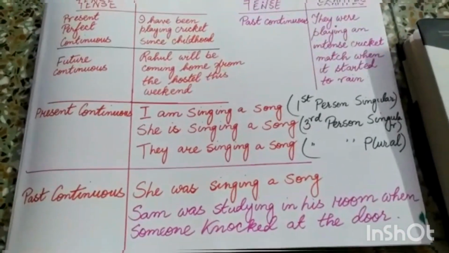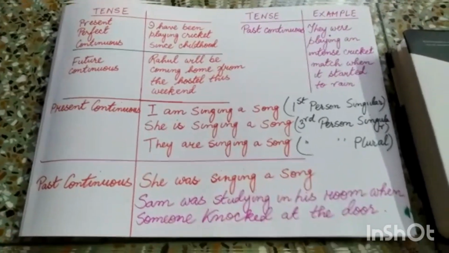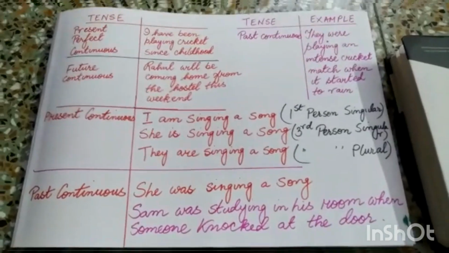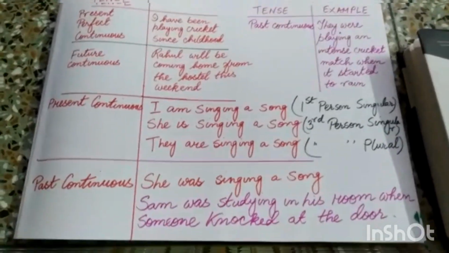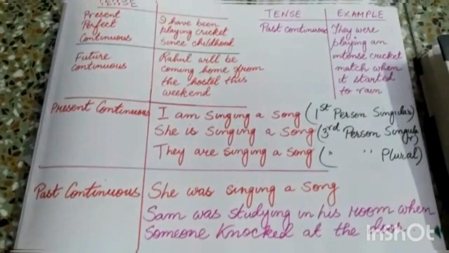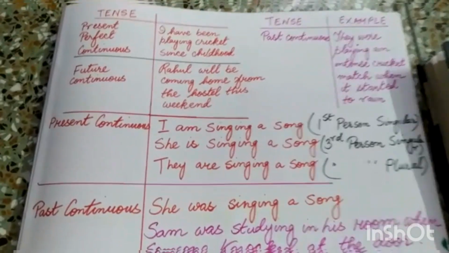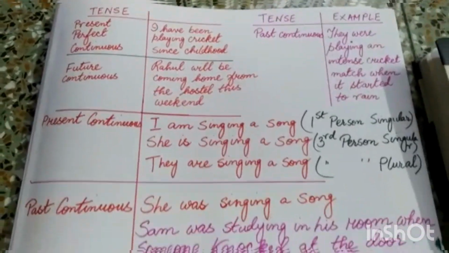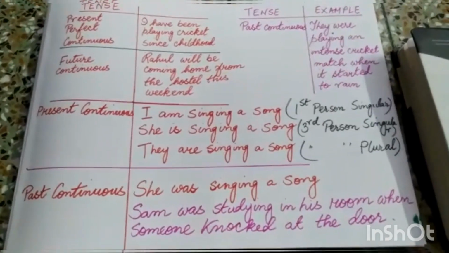So the verb to be, along with the present participle form of the main verb, is used to form continuous tenses or progressive tenses. Here you can see how the present continuous, past continuous, present perfect continuous, and future continuous tenses are being formed with the help of the be verbs.